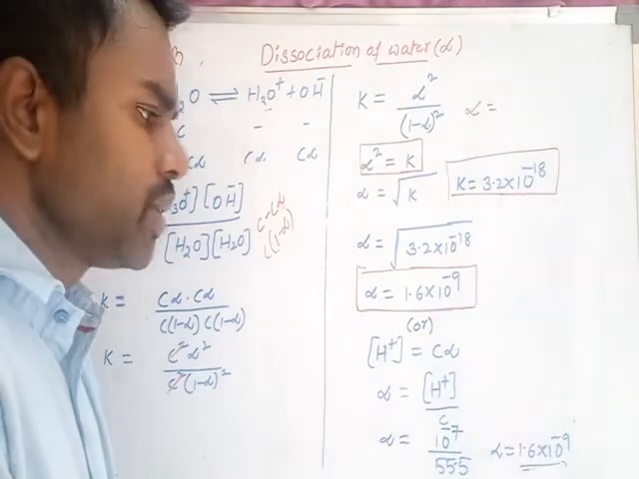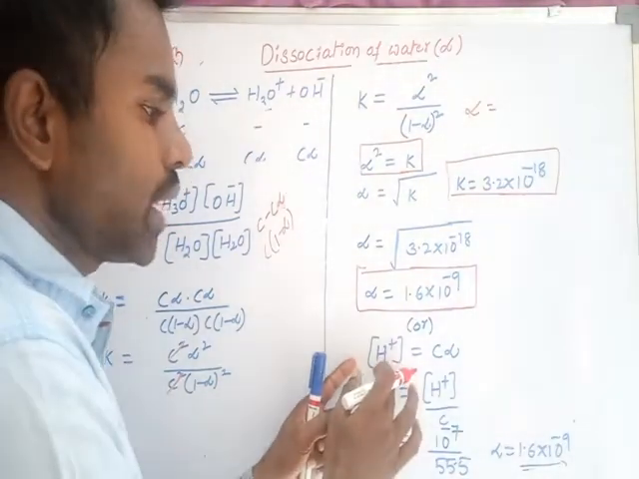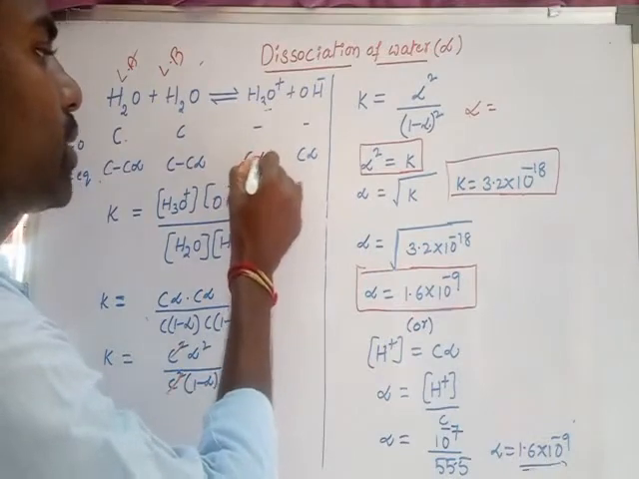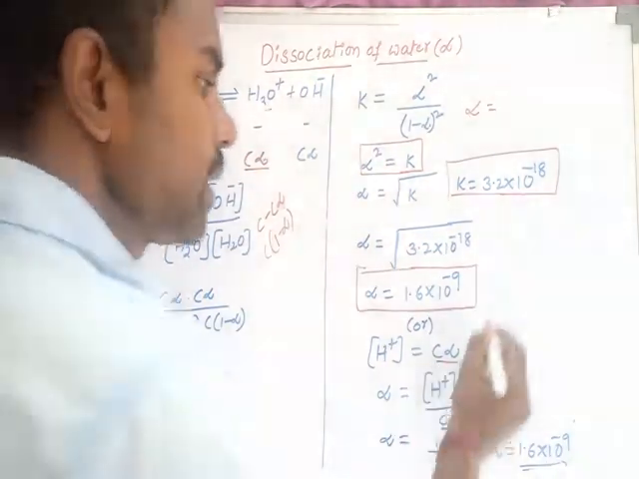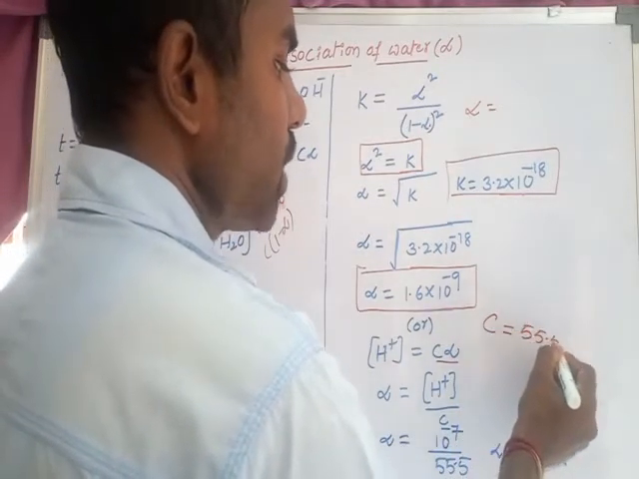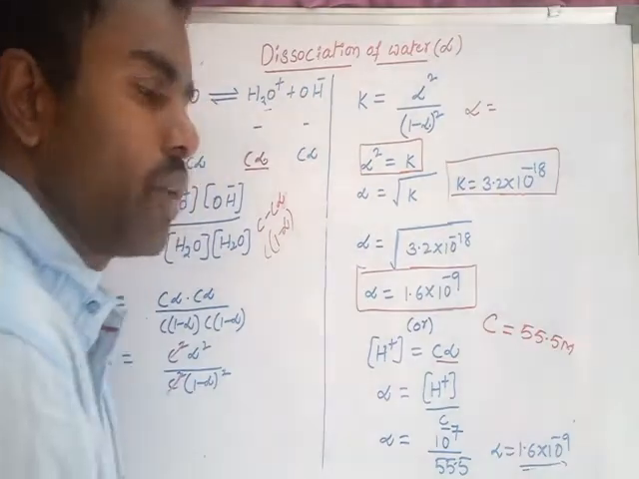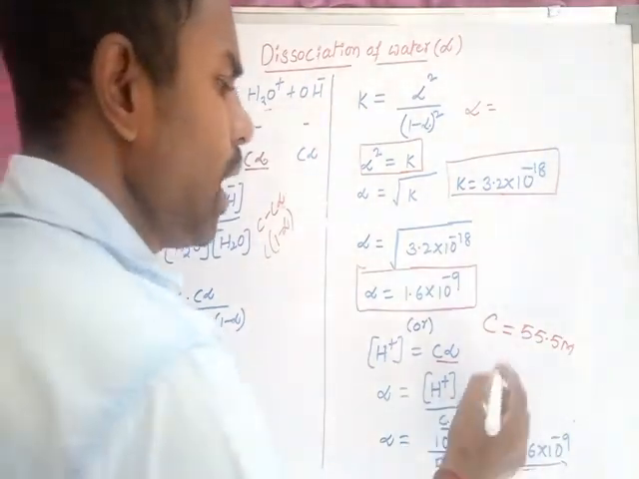Next, in a simple way also we can calculate. Here, the H plus ion concentration at equilibrium is equal to C alpha. Here C is nothing but the concentration of water. So what is the concentration of pure water at 25 degrees Celsius? 55.5 M.